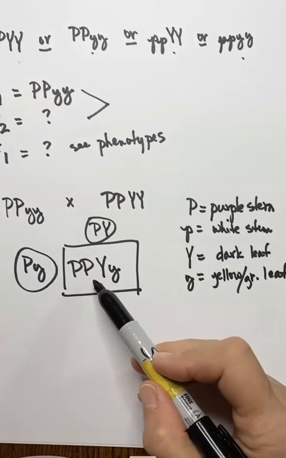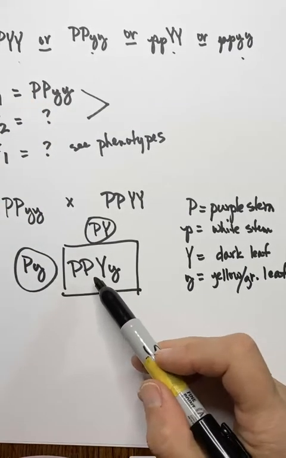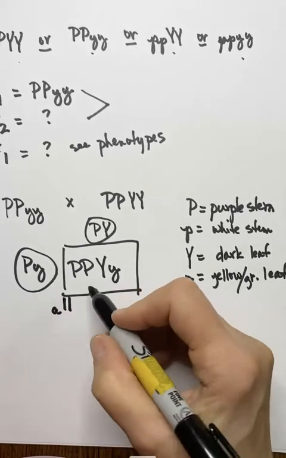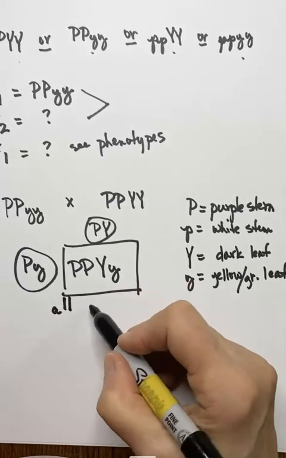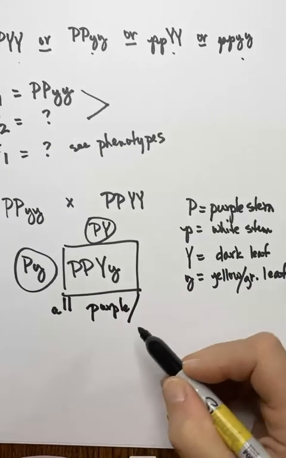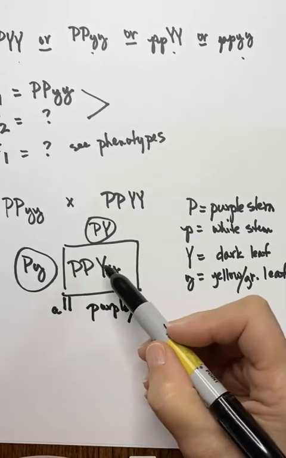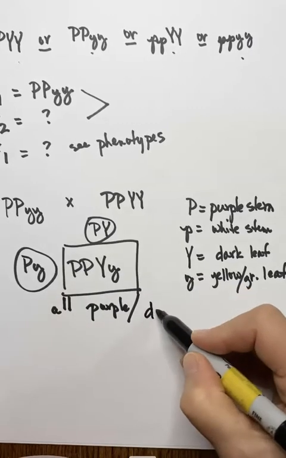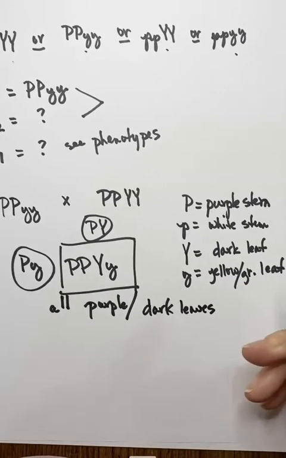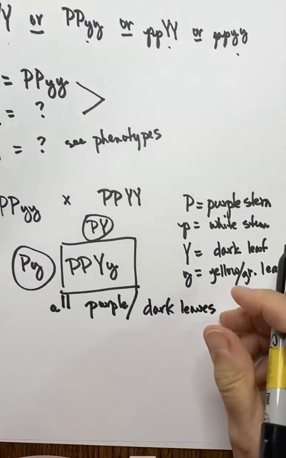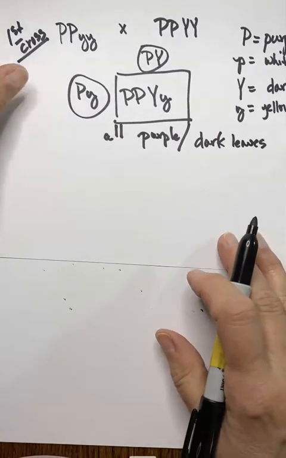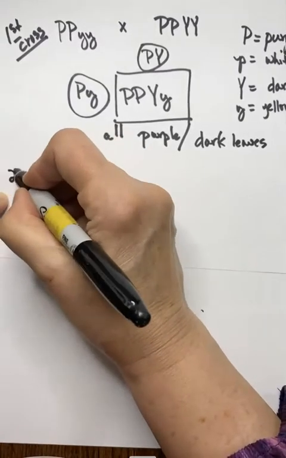Okay, so let's take a look at the offspring here. So what would all the offspring look like? All are going to be purple stem, and capital Y is dominant, dark leaves. Okay, now let's keep going. That's our first cross. What about our second cross?